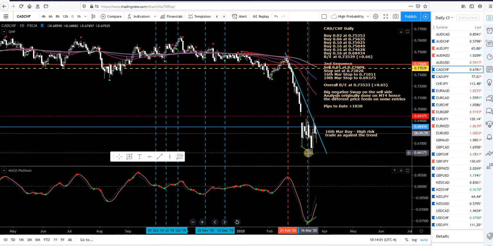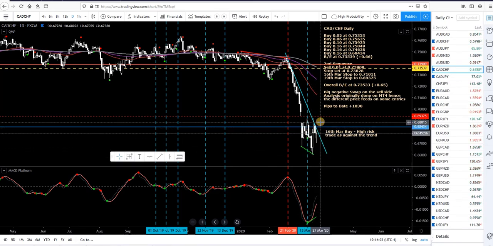It's starting to head up slowly. It hit this low here, and it looks like now we're starting to head up. So we'll just wait and see. You just got to have patience.